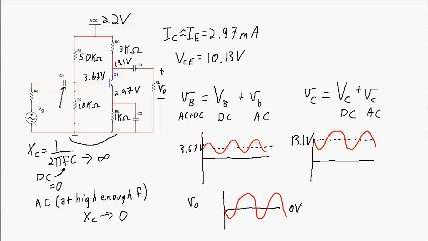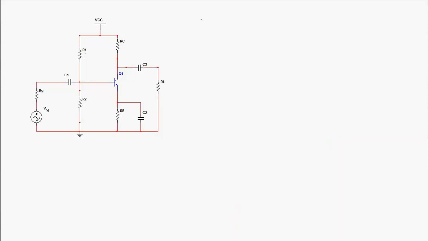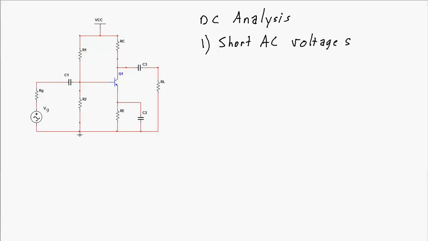Now, in our AC analysis of a BJT circuit, we can use the principle of superposition to separate out the DC portion of the analysis from the AC portion of the analysis. I've already done the DC portion of the analysis here, and I can summarize what I did. The first thing I did was ignore the AC sources; technically speaking, I shorted the AC voltage sources. So that removes the AC source.